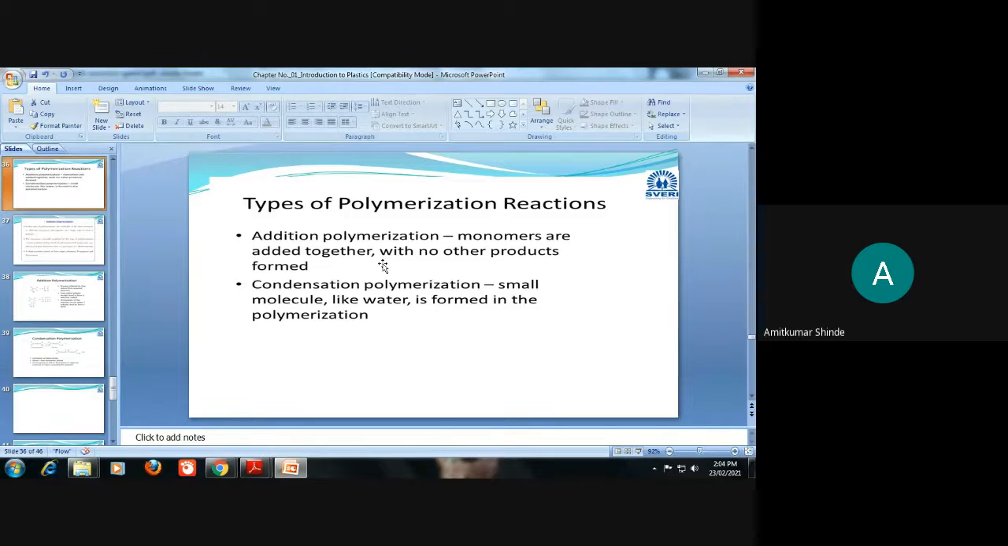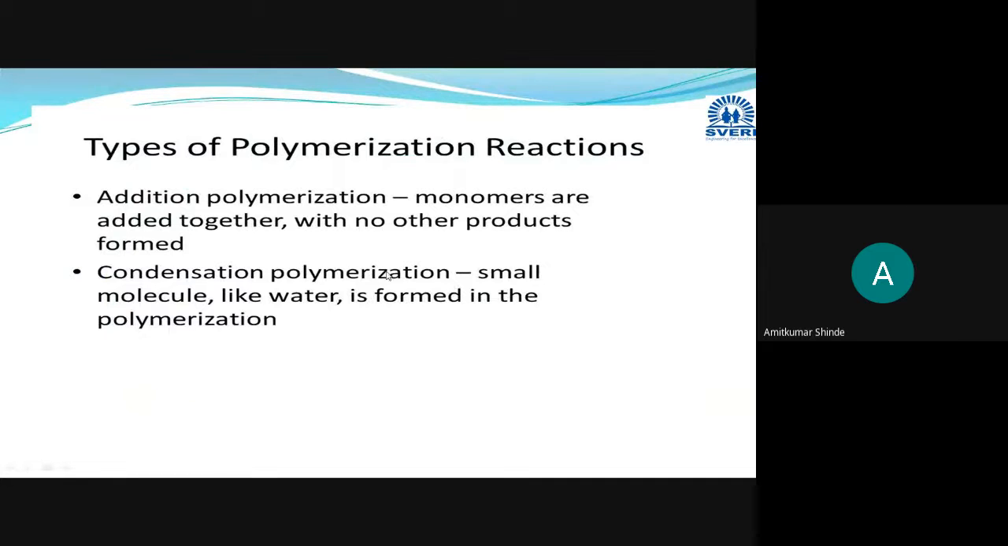Now, in addition polymerization, addition polymers are formed by the addition polymerization process, and here whichever monomers are there, they are combined together or added together. I will zoom it. In this addition polymerization, monomers are added together to form a polymer, and no other product is formed here.